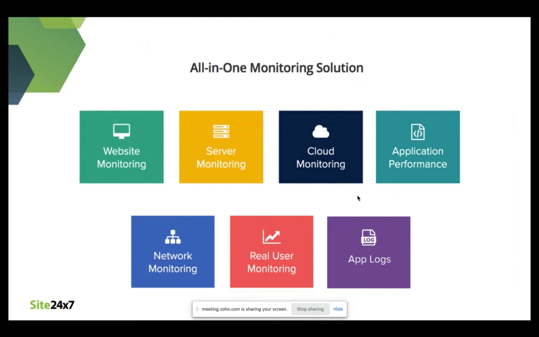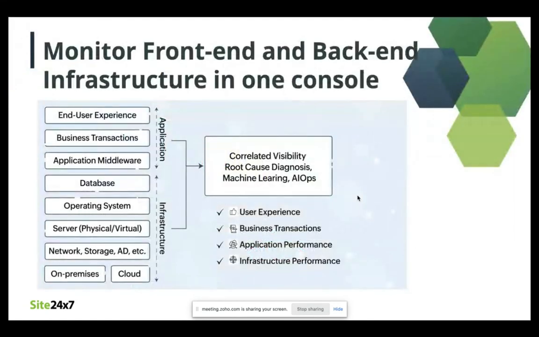It will help you to monitor the availability of your website, the performance of your server, the cloud infrastructure, and the performance of your applications. It can be Java, .NET, PHP, Ruby on Rails, or Node.js. It'll help you to monitor the performance of your network devices through the SNMP protocol. You can monitor real user monitoring, as we saw, and app log analysis. So Site 24/7 is a single console to monitor your entire infrastructure, both front-end and back-end.